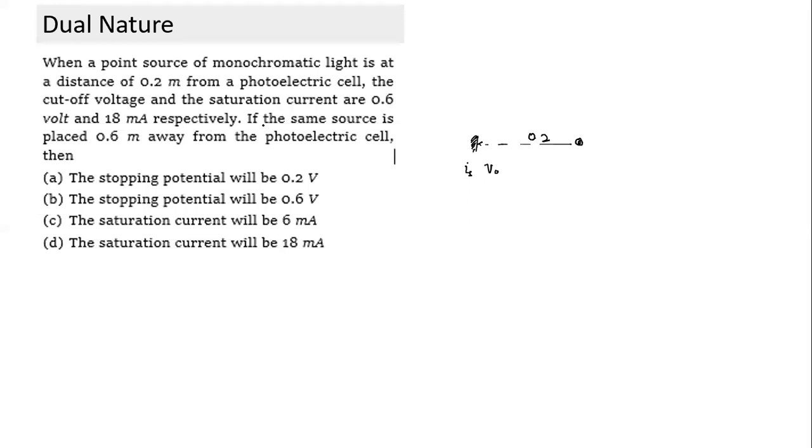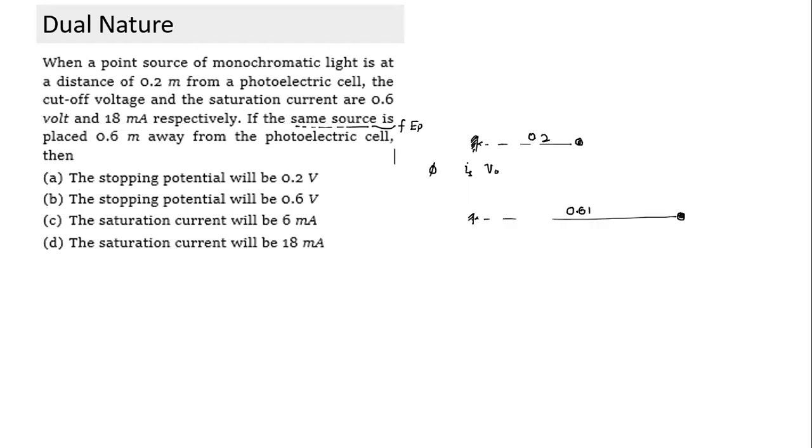Then what has happened? Then the same source. What does same source imply? Same source implies the frequency or energy of the photon is not changed. The same source is placed 0.6 meter away, with the same material. So phi is not changing, the energy of the photons is not changing. It is kept at a distance of 0.6 meter. So what will happen if I just change the distance?